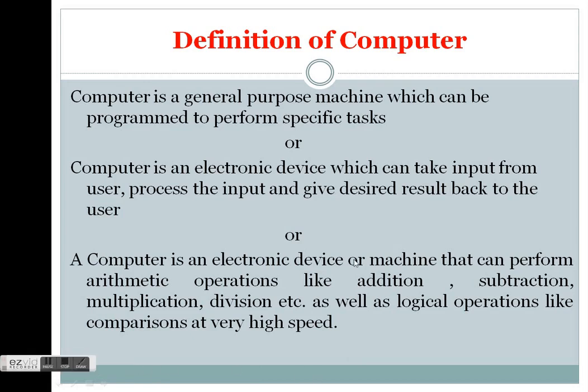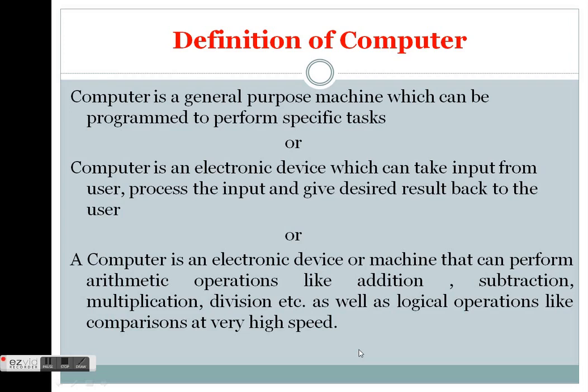Now the second point is how it performs various tasks. It performs various tasks on the basis of the programs stored in that computer. To perform a specific task, we need a specific program. For example, if you want to listen to music in a computer, you need a program which will allow you to listen to music. If you want to write a letter, you need a program that will allow you to write a letter. So a computer is a general purpose machine which can be programmed to perform specific tasks.